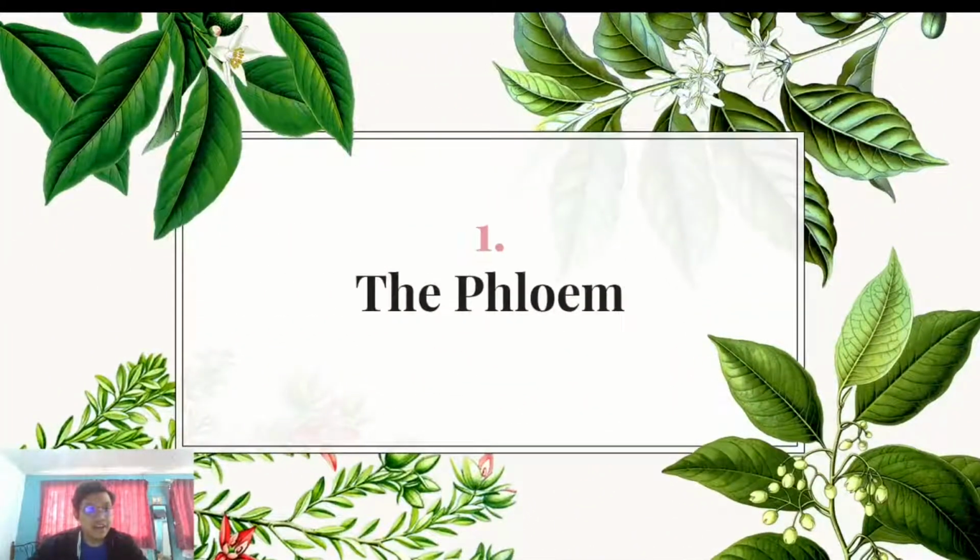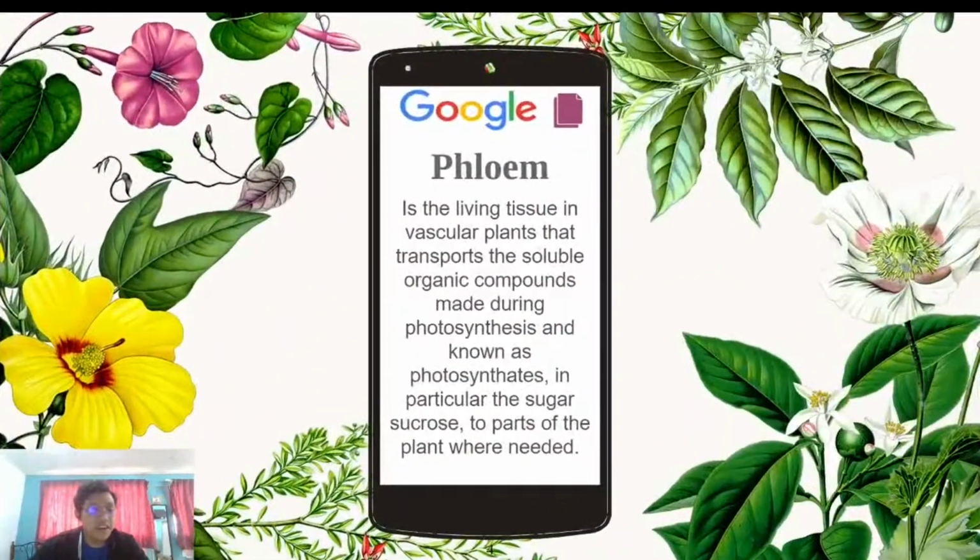First, let's look at the phloem, the basis for all sugar transport in plants. According to Google, a phloem is a living tissue in vascular plants that transports the soluble organic compounds made during photosynthesis, known as photosynthates, in particular the sugar sucrose, to parts of the plant where needed.